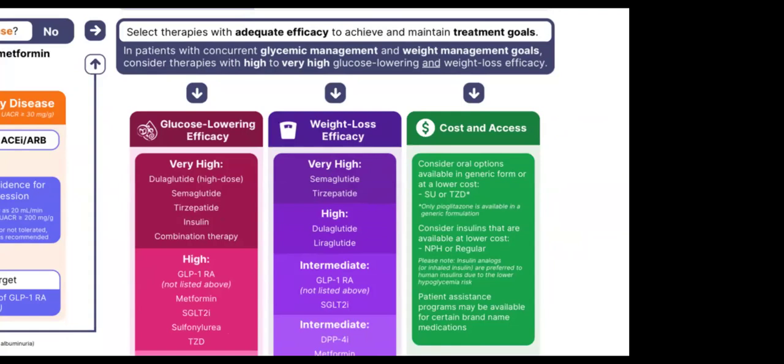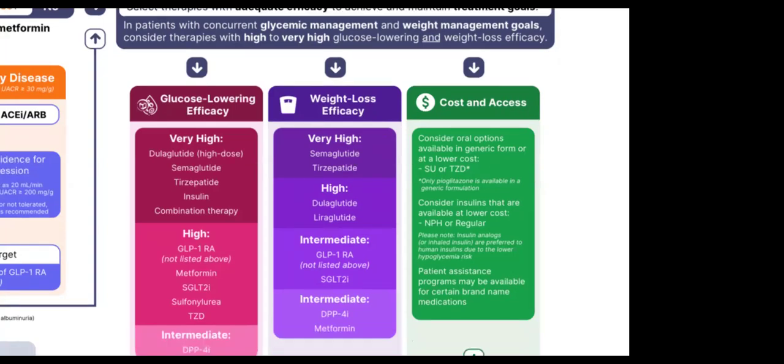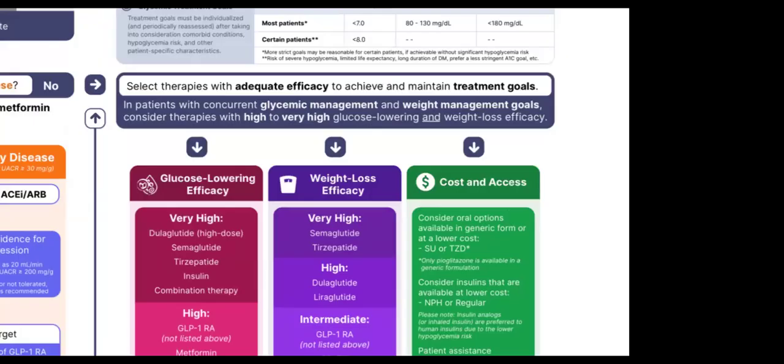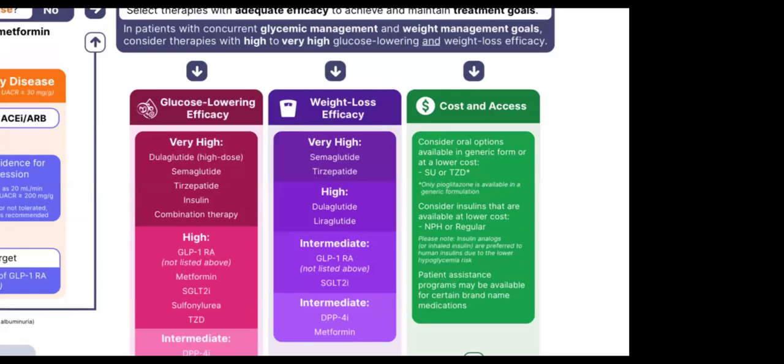There are those with a very high efficacy in lowering glucose, things like insulin, semaglutide, and dulaglutide, high dose, are very high and efficacious. Then those that are high, the GLP-1 that are not mentioned here, the metformin, SGLT2 inhibitors, sulfonylureas, and the rest. So you need to put into consideration all these when you're choosing.